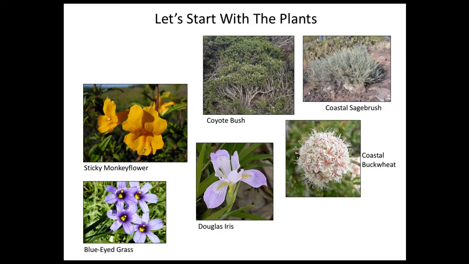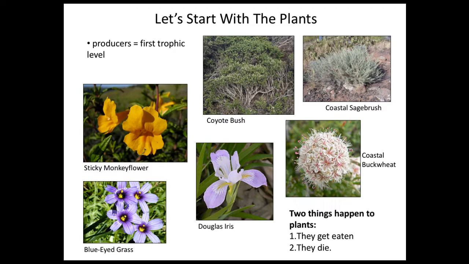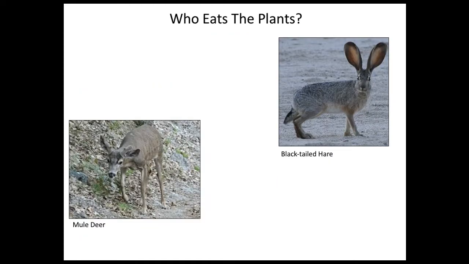Let's start with the plants. All around the College of San Mateo campus, which you might remember from previously in the lecture, we said it was a Mediterranean shrubland, we have lots of different shrubs and flowers. These plants are the producers, and they form the first trophic level of the system around campus. Two things happen to plants. One, they get eaten, or two, they die. Who eats the plants? The primary consumers.